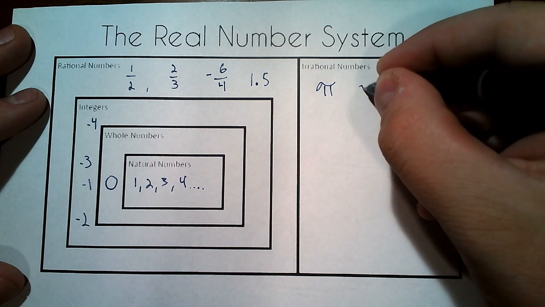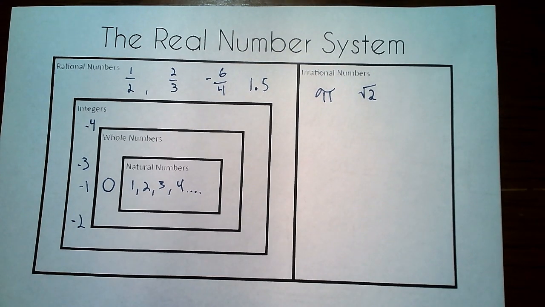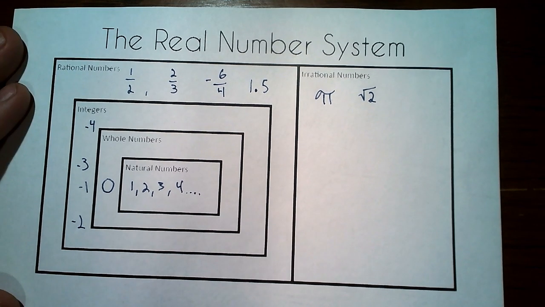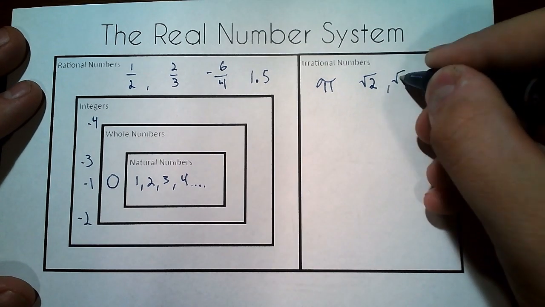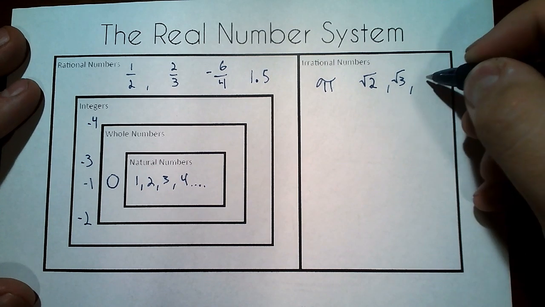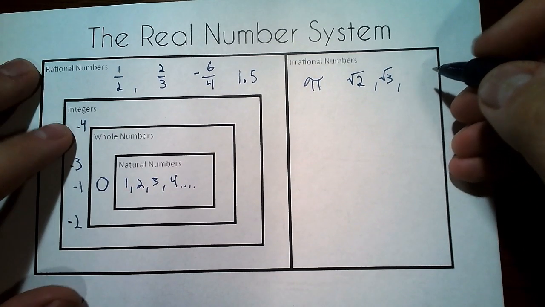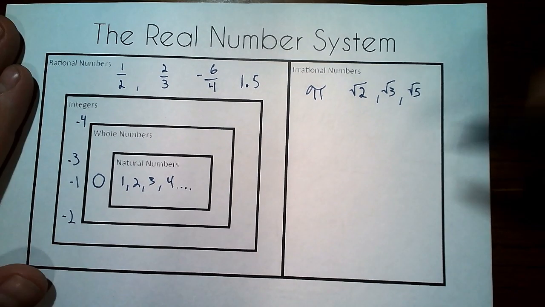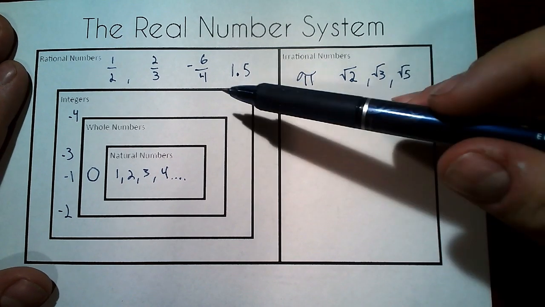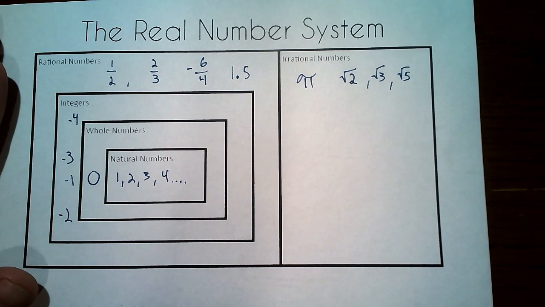Another one, the square root of 2. The square root of 2 doesn't have a perfect square root. That is an irrational number because that decimal never stops. Square root of 3 is also irrational. Square root of 4, well, the square root of 4 is actually 2. So that's a rational number. But the square root of 5? Those are all called irrational numbers because we can't represent them as a fraction. So that's called the real number system.